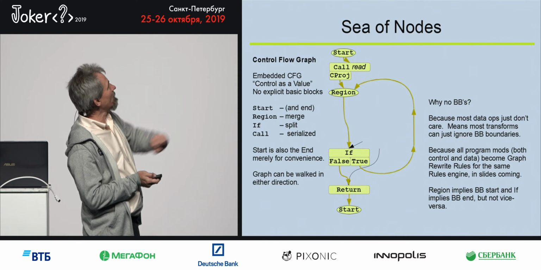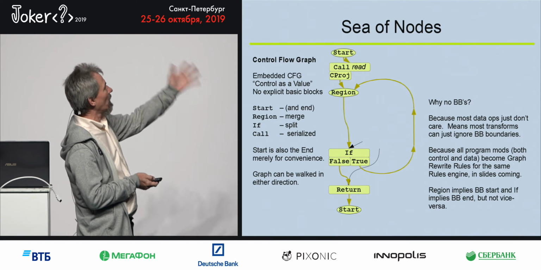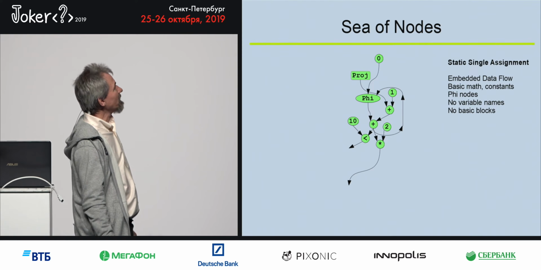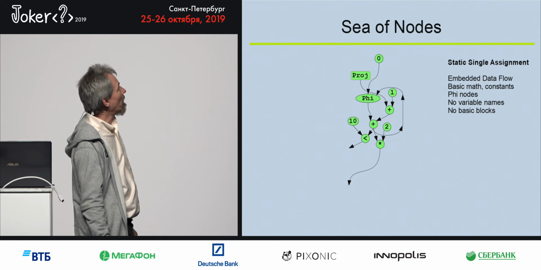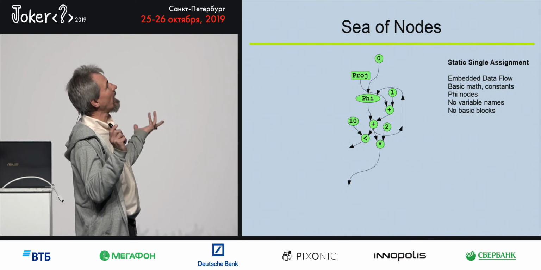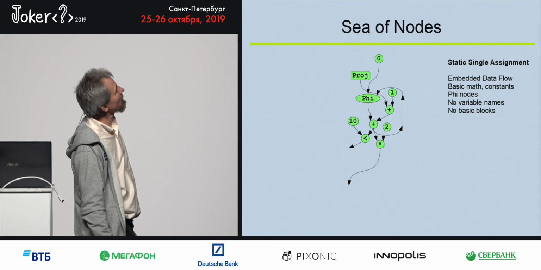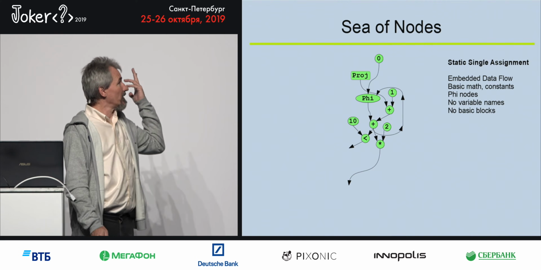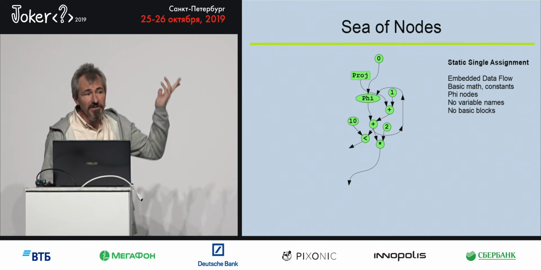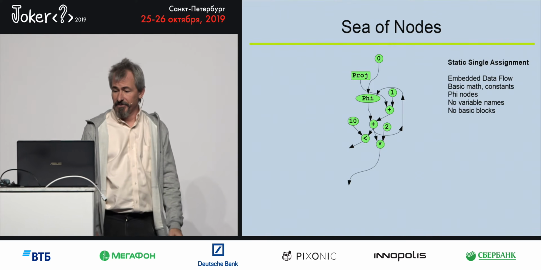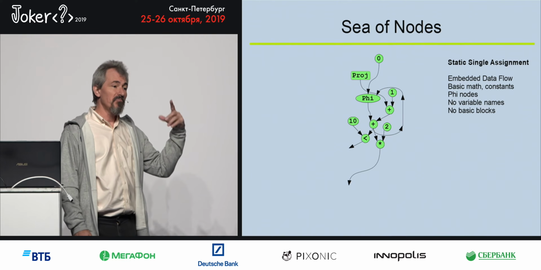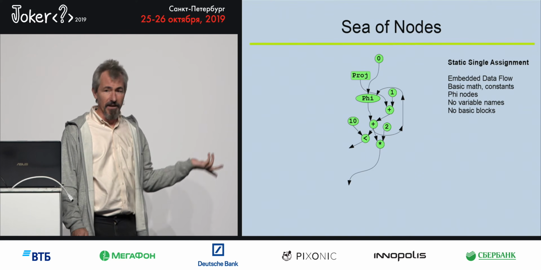I do mention the start here is also the end for convenience, and I can walk the graph in either direction. Here's the data side of things. It looks much closer to a data flow graph, than the control flow graph looks like control flow. There's constants, there's basic math, there's phi functions, same as SSA always has phi functions. There's no variable names anymore. Variable names exist when I build the SSA form from bytecodes.